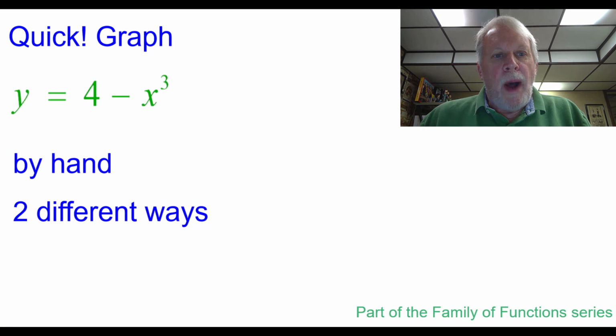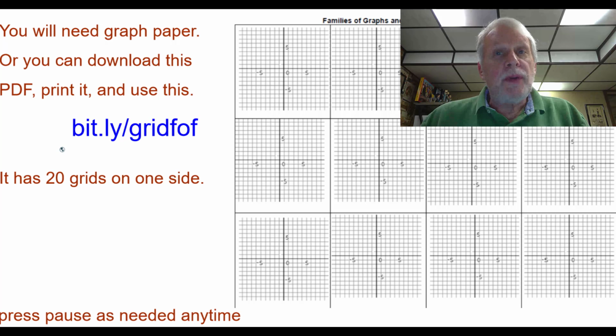Quick, graph y equals 4 minus x cubed by hand, 2 different ways. This is part of the Family of Functions series. You will need graph paper, or you can download this PDF and print it. Press pause as needed anytime during this video.